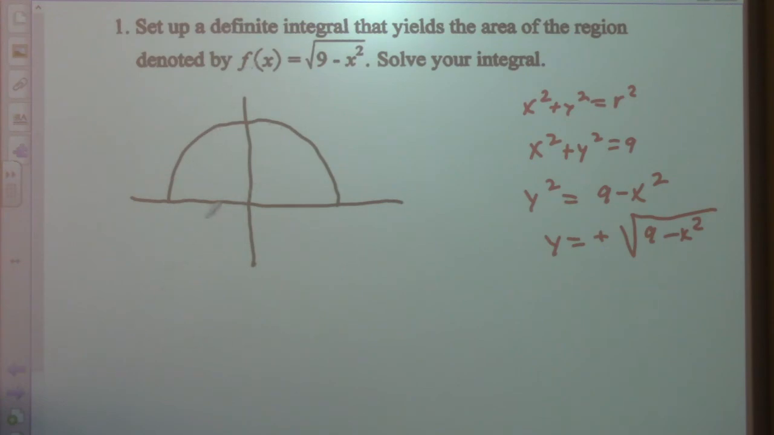Well, our area is going to be equal to, how do we write this? How do we set that up as an integral? What are the boundaries of integration here? Negative 3 to 3. Okay, so we put negative 3 to 3. And what function goes here? The square root of 9 minus x squared, and so dx, right? And what is the answer to that?